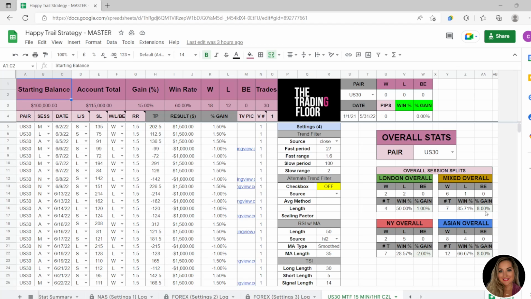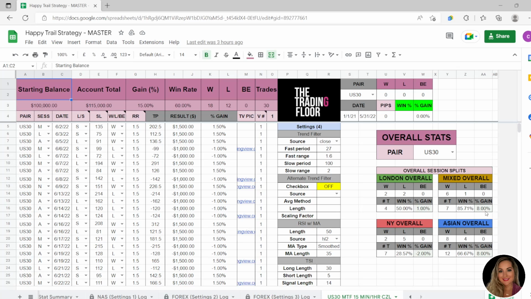For me personally, with the indices, it's 9:30 a.m. Eastern time until about 12 p.m. Eastern time. So typically that's where I'm finding most of my setups. Some of them may run longer into the day, but that's usually when I'm coming into the markets and looking for a setup. As you can see, mixed session does extremely well. There are 7 total opportunities to take trades. You have an 85.71% win rate with it, 6 wins, 1 loss, 8% gain on the account.